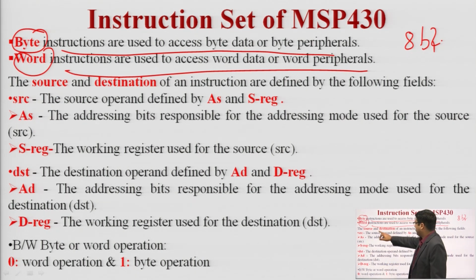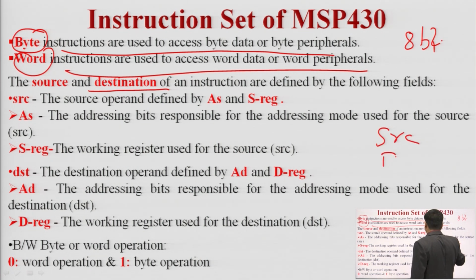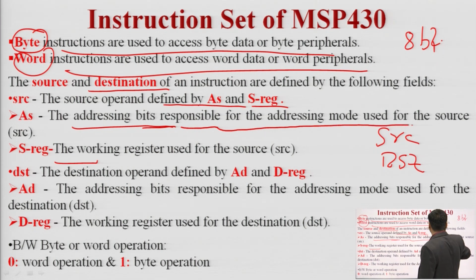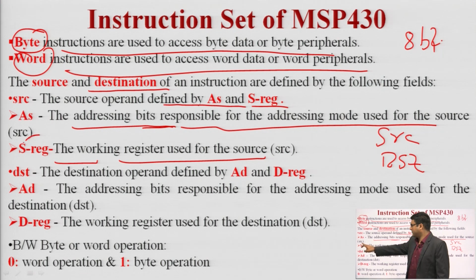Okay. So source and destination: source is represented as SRC and destination is represented as DST. The source operand is defined by As and S-register. As means the addressing bits, so the source can be accessed through address bits and S registers. The addressing bits are responsible for the addressing mode used for the source, and the working register is used for the source. So basically S represents the working register and As represents the addressing bits.